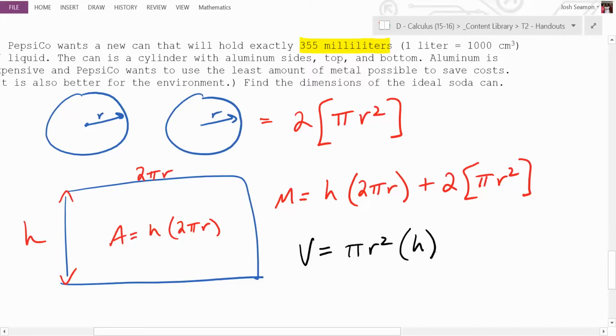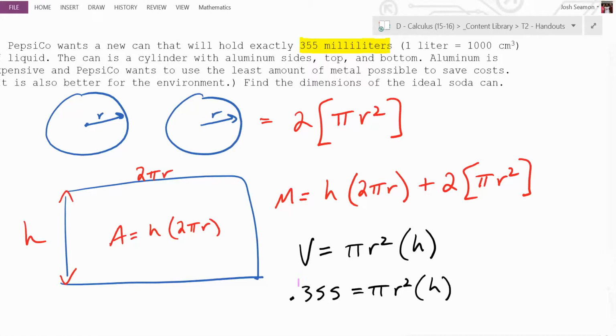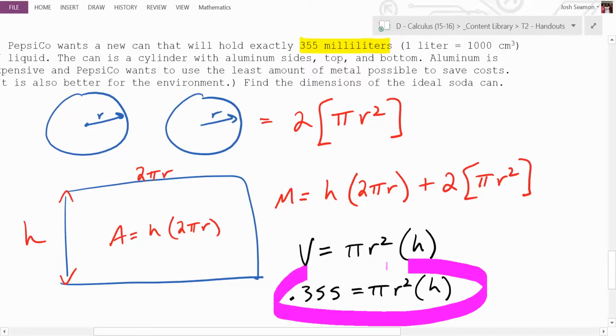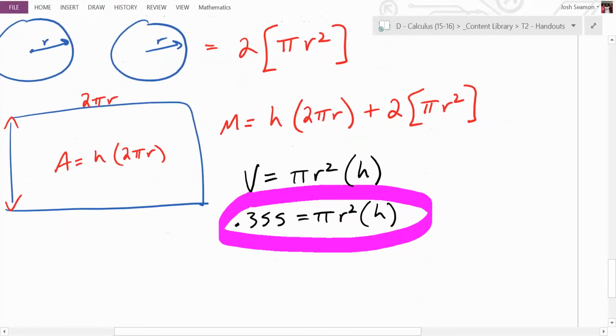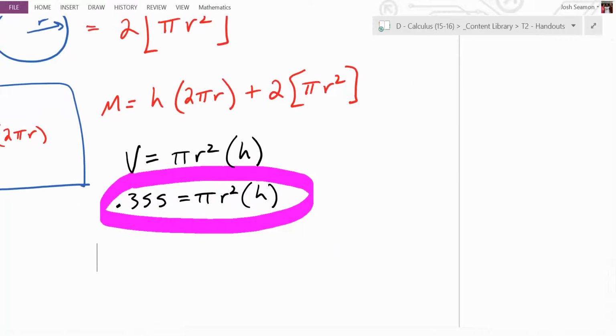But what do we want the volume to be? 350. Not 355. We want it to be 0.355. Let's do it like this. 0.355 equals pi r squared times H. What can we do with this now? Why is that super helpful? What could we isolate, Sarah? What's the nicest one to isolate? H. I like isolating H. So what's H going to be? 0.355 over pi r squared.